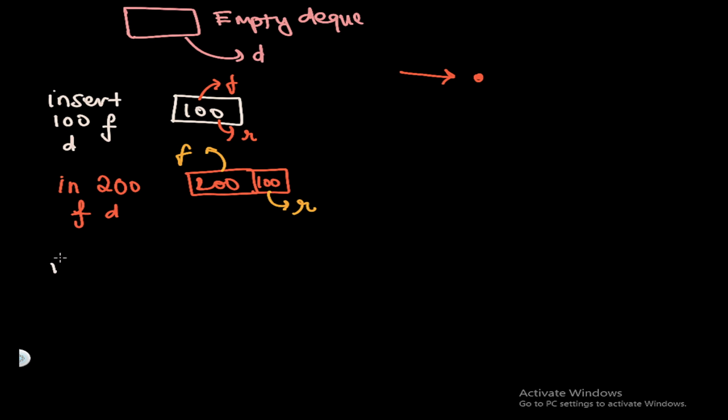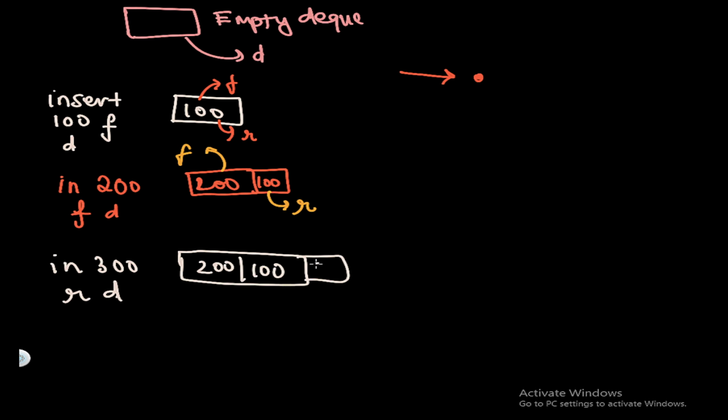Now I have to insert 300 at the rear position of D. So my D would become 200, 100 and 300. This would become my rear and this would become my front. What does rear mean? For example, this is my last element, so we insert here. Front means this is my front element, so we insert here.